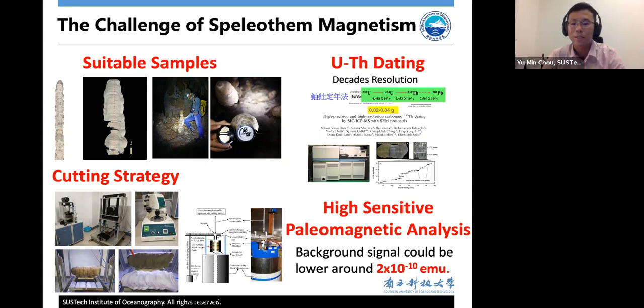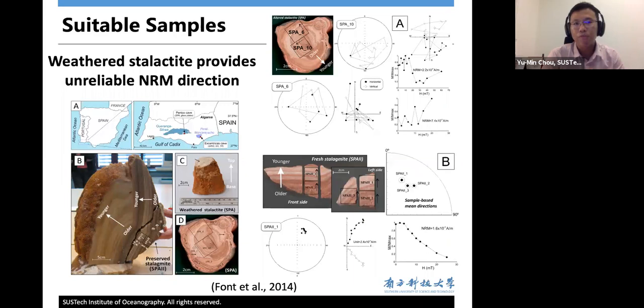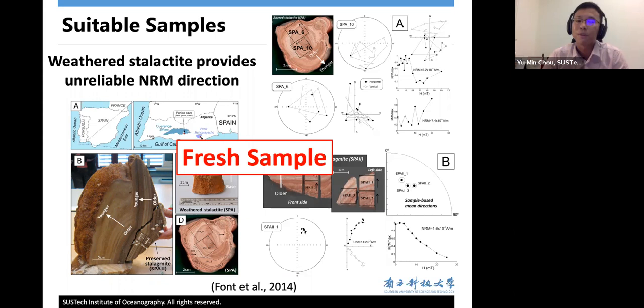Okay, the first and most important thing is we have to find a suitable sample. This slide shows a paper published by Eckert Fong here. He's also here today. He found that when the weathered stalagmite is getting weird, it cannot provide reliable paleomagnetic direction. So first we have to use fresh samples for our study. If you find the sample is weathered, or the color is reddish, it maybe means that this sample is not an ideal sample for the paleomagnetic study.